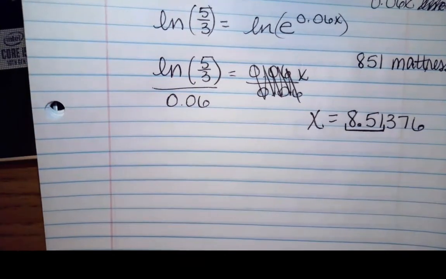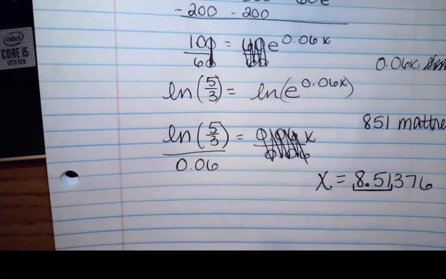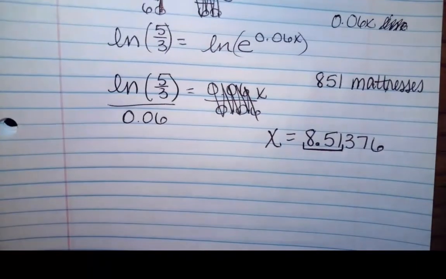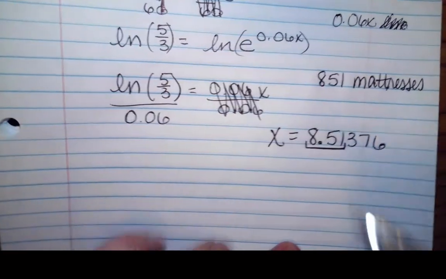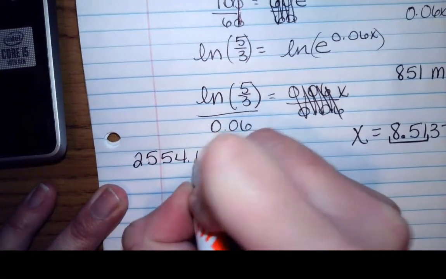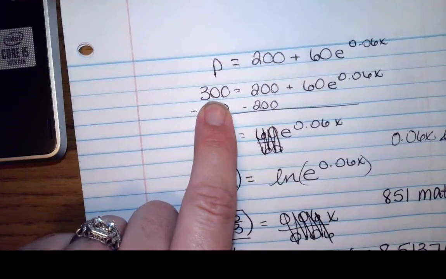Okay, so how do I set this part up? I want to use the result of part A, which we just found, to find the producer's surplus if the unit price is set at $300 per mattress. So what I need to do first is do our little multiplication bit. I've got 8.51 times the price of 300, which gives me 2554.13. I took 8.51 times the price of 300.